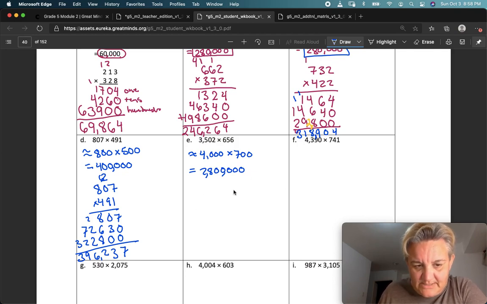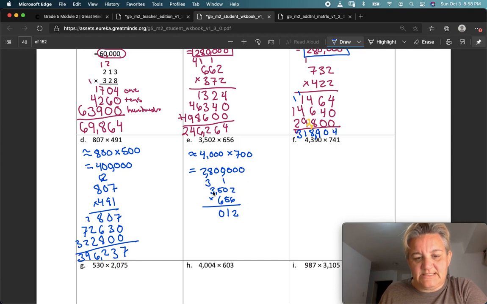I'm going to need to write a little bit smaller on this one. 3, 5, 0, 2, 6, 5, 6. And I'm going to multiply by the ones first. So 6 times 2 is 12. Carry the 1. 6 times 0 is 0 plus 1 is 1. 6 times 5 is 30. Carry the 3. 6 times 3 is 18. 19, 20, 21. Okay. Now the tens, add a 0.